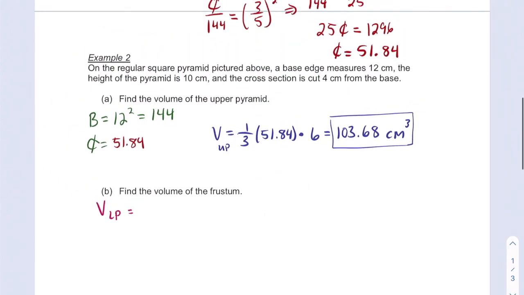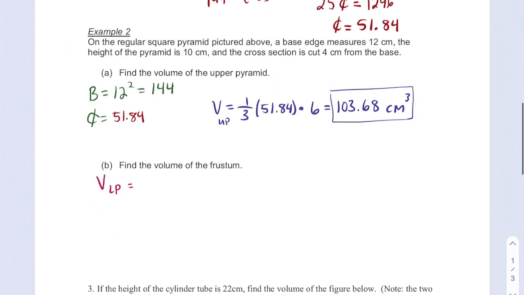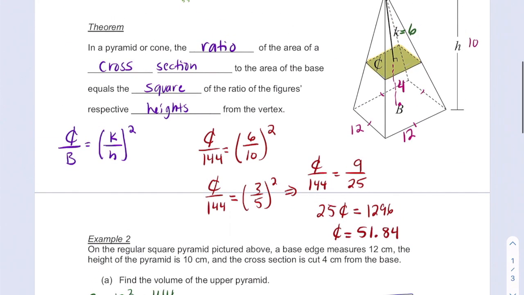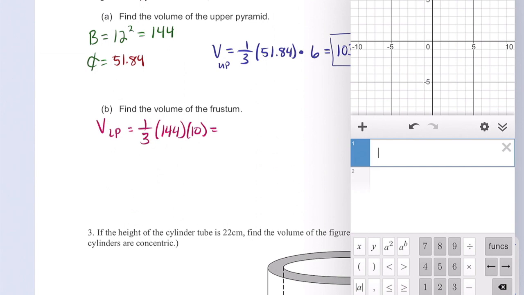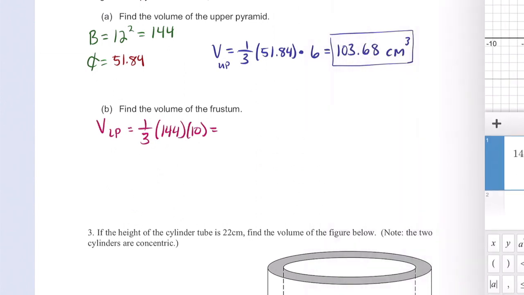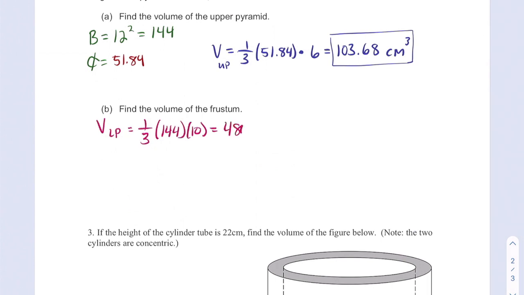Well, here's the great thing. I already have all of those values that I need. It's 1/3 the area of the base, which is 144, times the height, and the height is 10. So that makes this 144 times 10 divided by 3, which is 480 centimeters cubed.